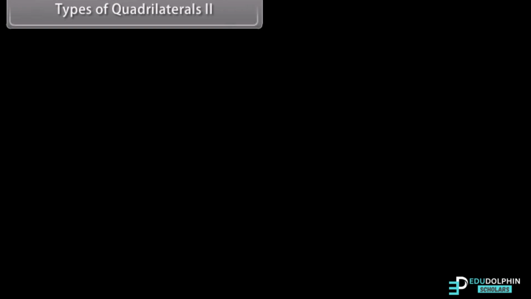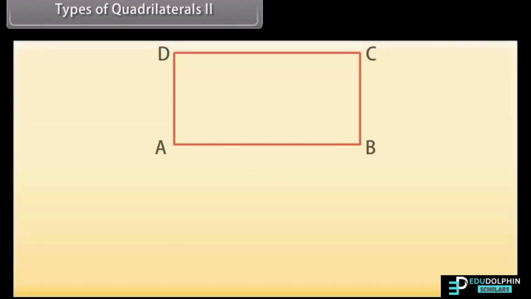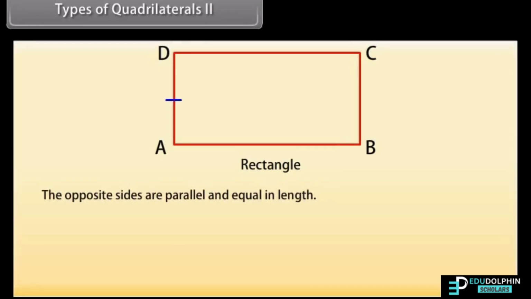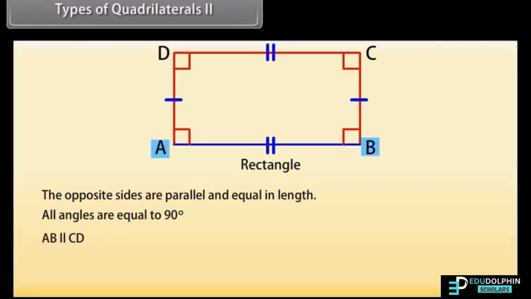Types of quadrilaterals 2. Now come to rectangle. In a rectangle, the opposite sides are parallel and equal in length, and all angles are equal to 90 degrees. Here, AB is parallel to CD and AD is parallel to BC. And the angles A, B, C and D are of 90 degrees. So, ABCD is a rectangle.